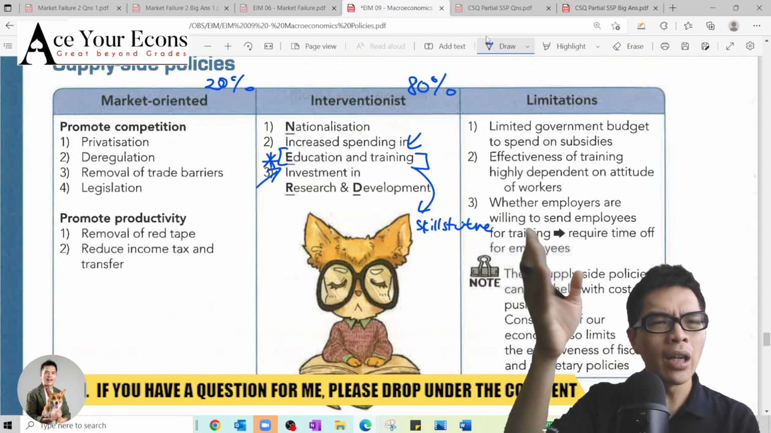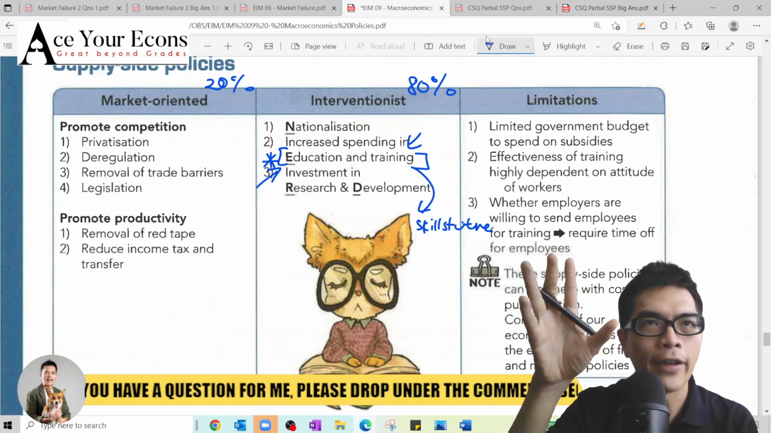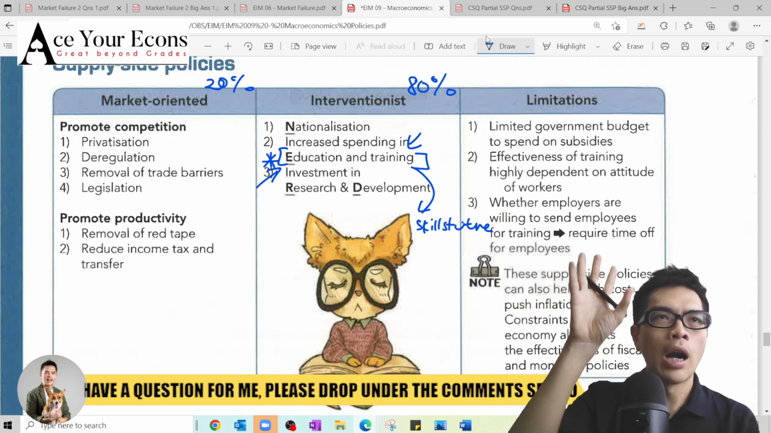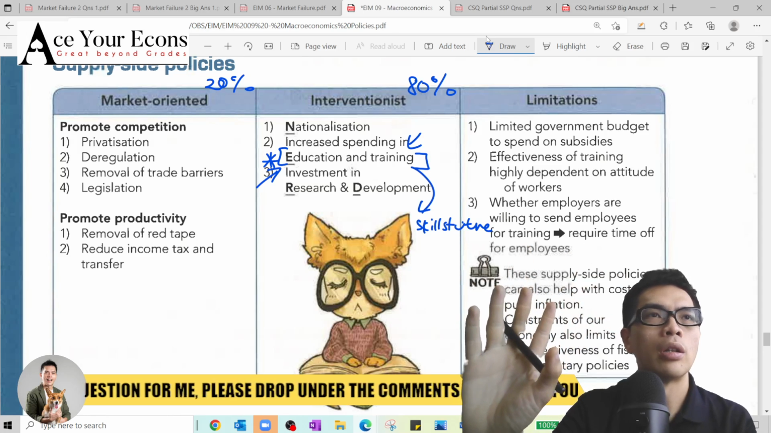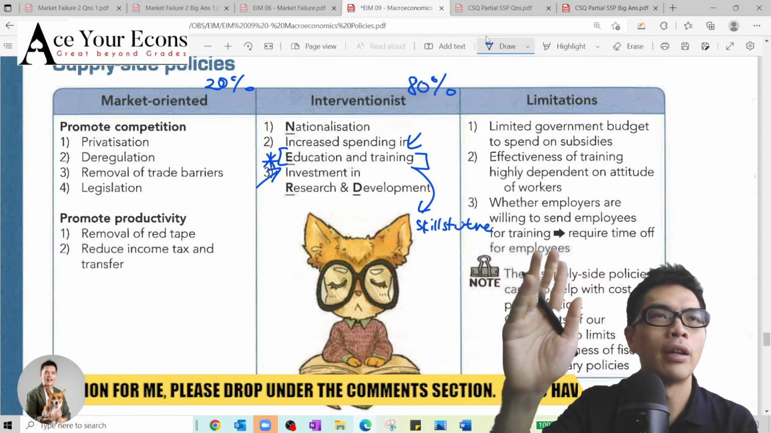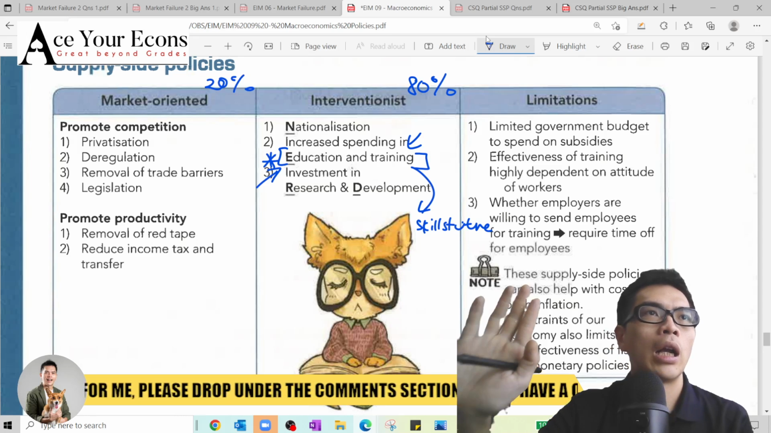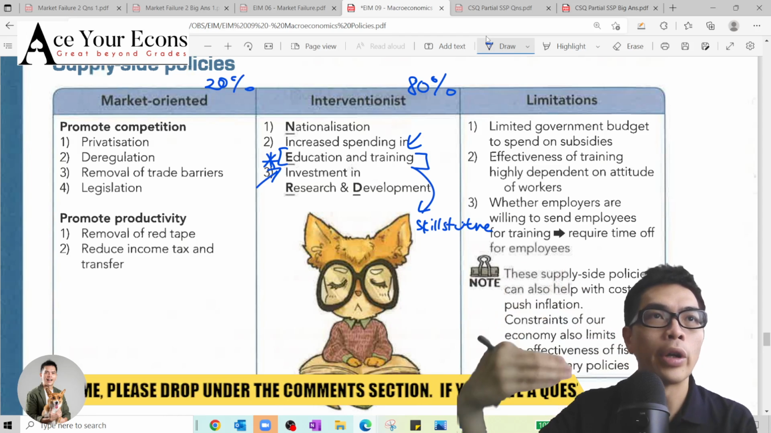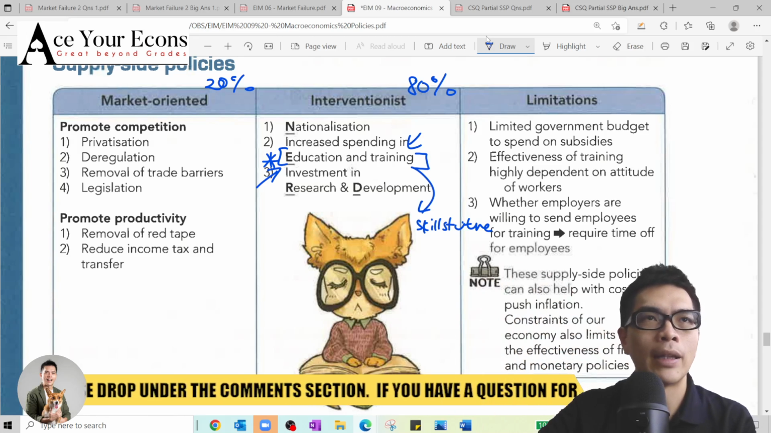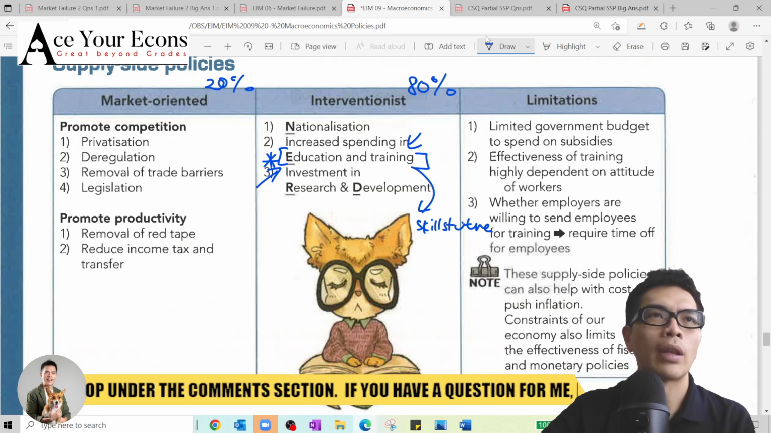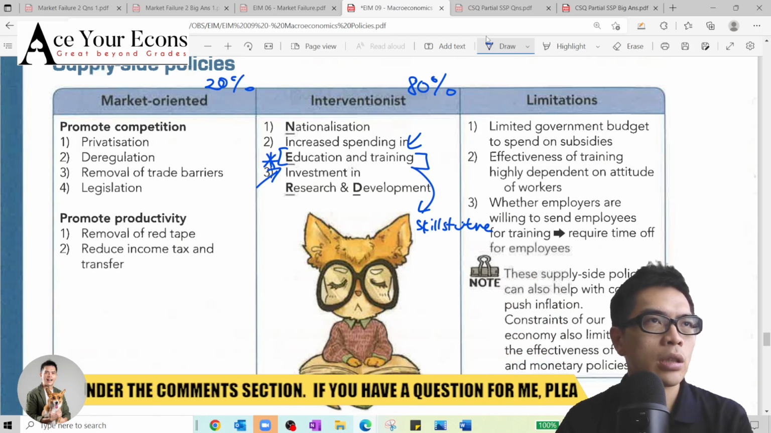Okay, so for market-oriented, they are less emphasized. How we can interpret market-oriented is a hands-off approach, or a one-time hands-on, then the rest will be left to the free market. Interventionist is an ongoing hands-on approach by the government, for example, increased government spending on SkillsFuture on an ongoing basis.